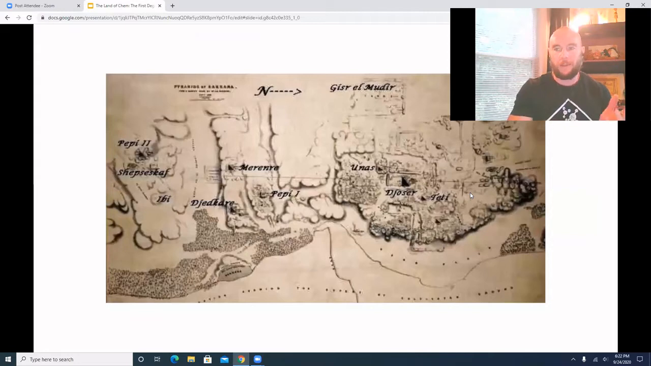I just really like this old map of the area in Saqqara surrounding the step pyramid. You can see here on the upper portion of this little map a structure called Jizr el Mudir, which I will be discussing in the second book.